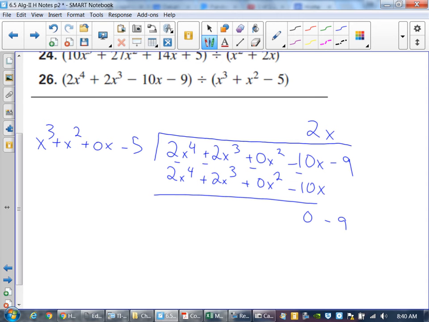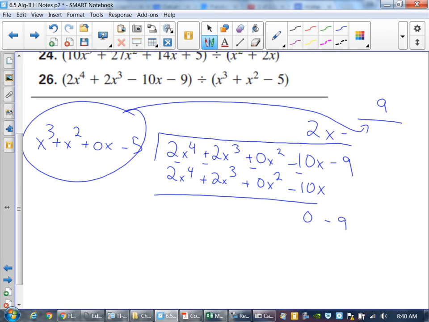Now, what happens here is that my degrees down below have become lower than what I started with, so that's my remainder. The negative 9 is my remainder. That's it. So it's minus 9 all over this. And that's it, you're done.